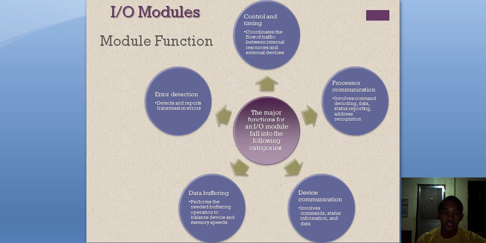Address recognition. Just as each word in memory has an address, so does each input-output device. Thus, an input-output module must recognize one unique address for each peripheral it controls. On the other side, the input-output module must be able to perform device communication. This communication involves commands, status information, and data. An essential task of an input-output module is data buffering.